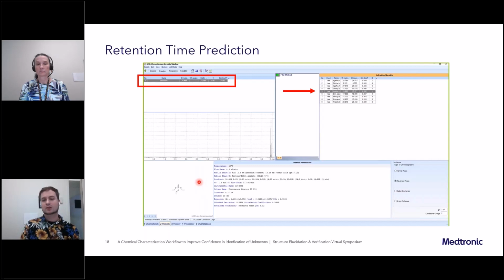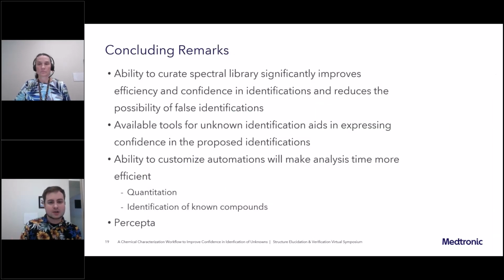And this gives us one more layer of confidence to ensure that the compound that we're proposing is going to elute in approximately the right chromatographic zone as what we're actually seeing in our chromatogram. And so that's what makes this a very powerful tool. And you're able to train this with more and more standards as you run them to even further make this more effective. And so with that, I'm going to turn it back over to Cindy to give our concluding remarks.